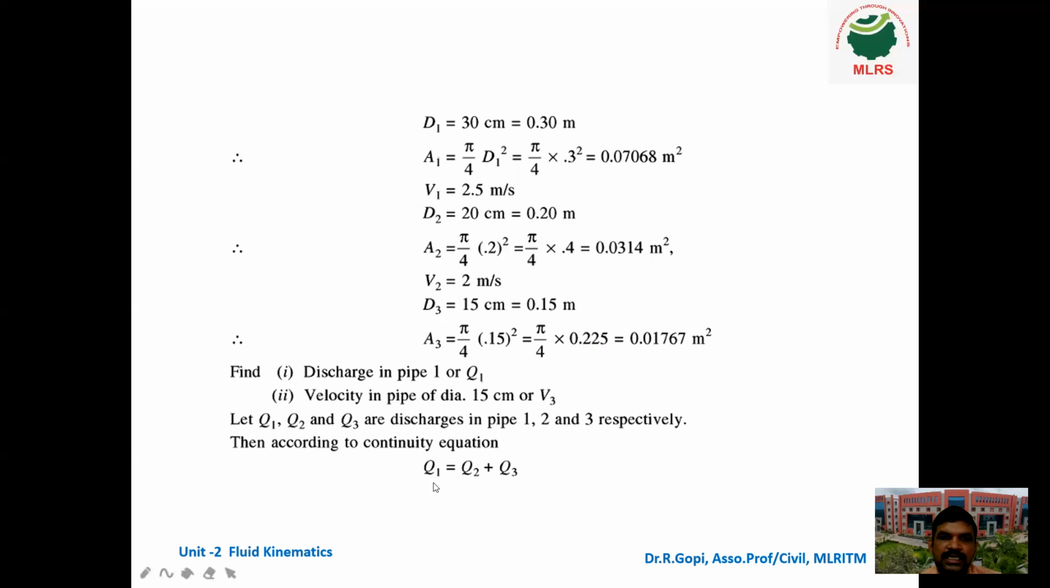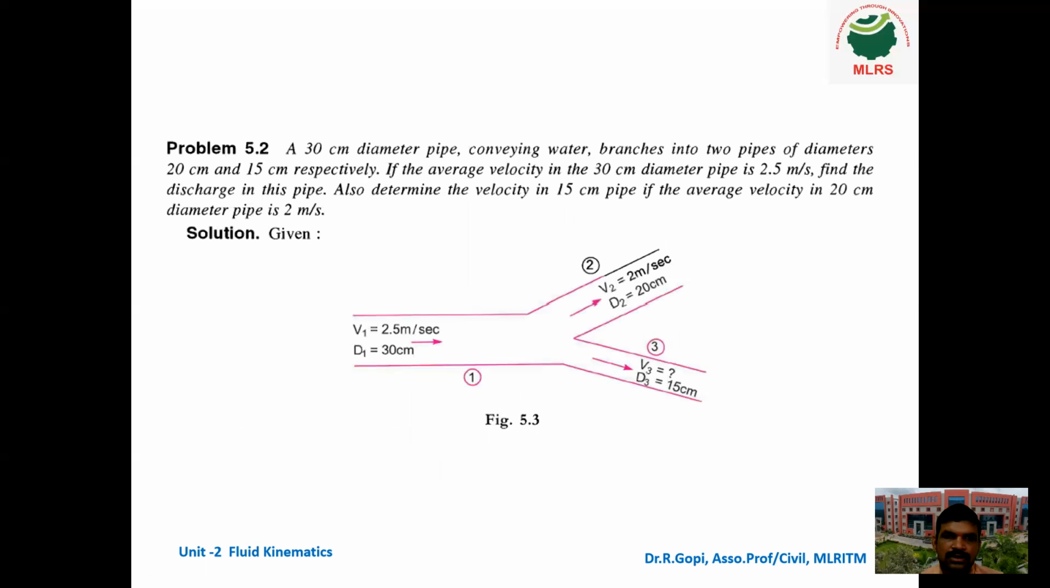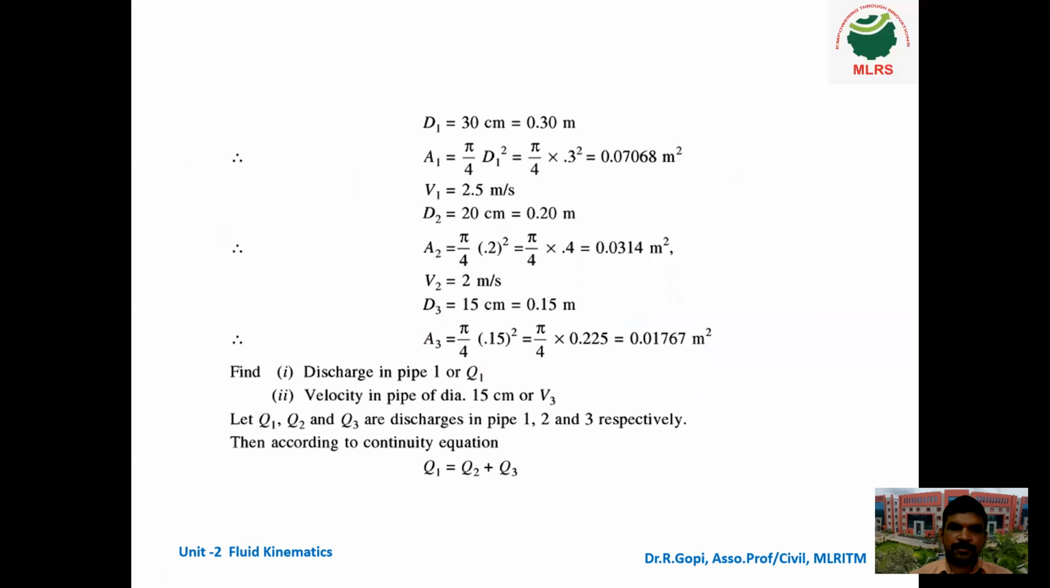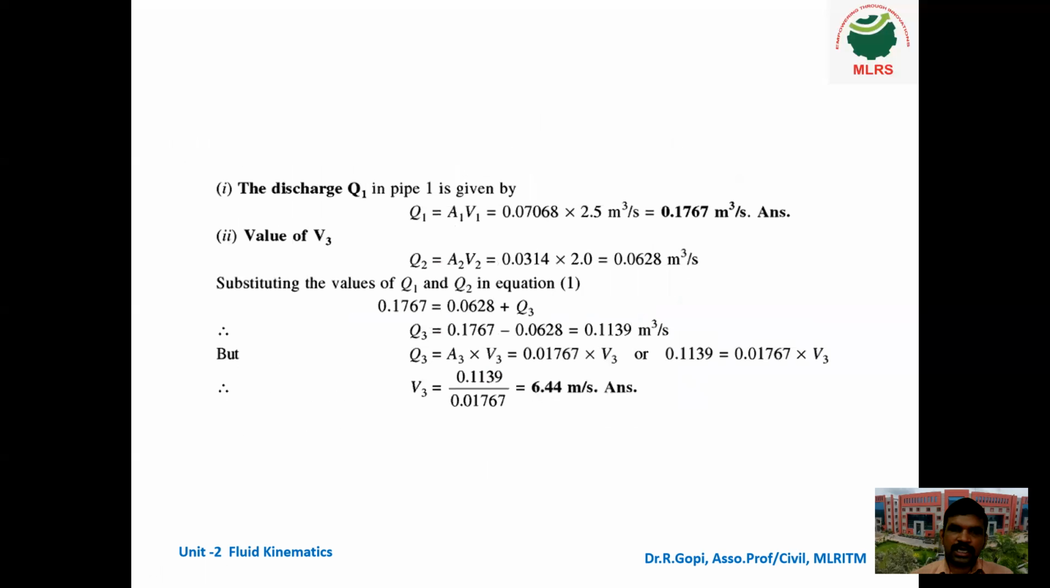So Q1 is the discharge in the main pipe. Q2 is the discharge in the second pipe and Q3 is the discharge in the third pipe. The summation of Q2 plus Q3 which gives the Q1, because Q1 is the main pipe discharge. Okay, so now we have to calculate Q1, Q2, Q3.